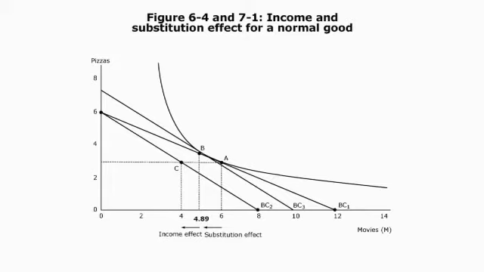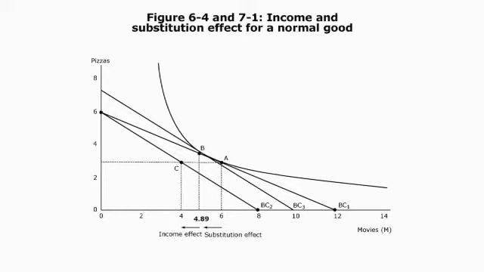If that were the case, you'd choose point B. You'd choose 4.89 movies. Therefore, we say that the substitution effect is 1.11. We reduce your movies by 1.11 through the substitution effect only. The price change only, holding your income, holding utility constant, is 1.11.